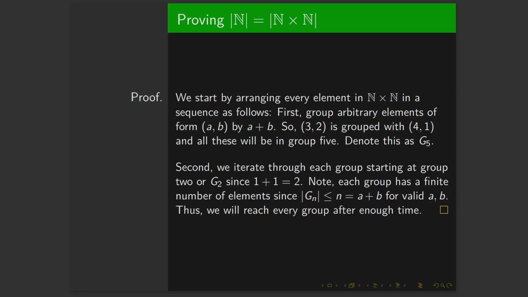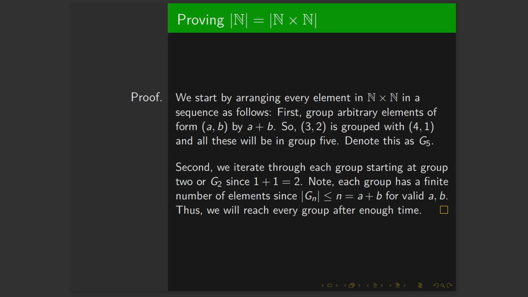So now let's start by proving the claim that N cross N has countable cardinality. What we're going to do is arrange every element in N cross N in the following way. The first thing we're going to do is group elements together. So let's say that (a, b) is an element in N cross N. We're going to group them into categories by a plus b. For example, if we have (3, 2), this is going to be grouped into category 5 alongside (4, 1). And we're going to denote this as G5 since the sum is 5. So if instead it were to sum to 7, we would call that G7, for example. If it were to sum to 9, like (8, 1), or (7, 2), or (4, 5), that would be G9.